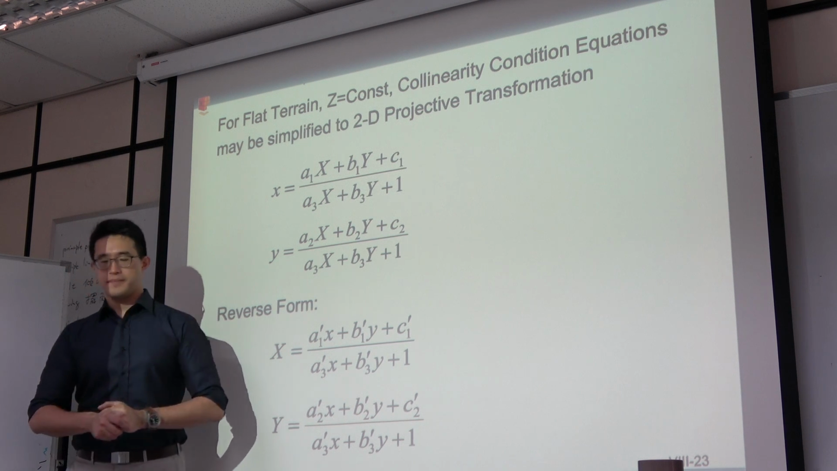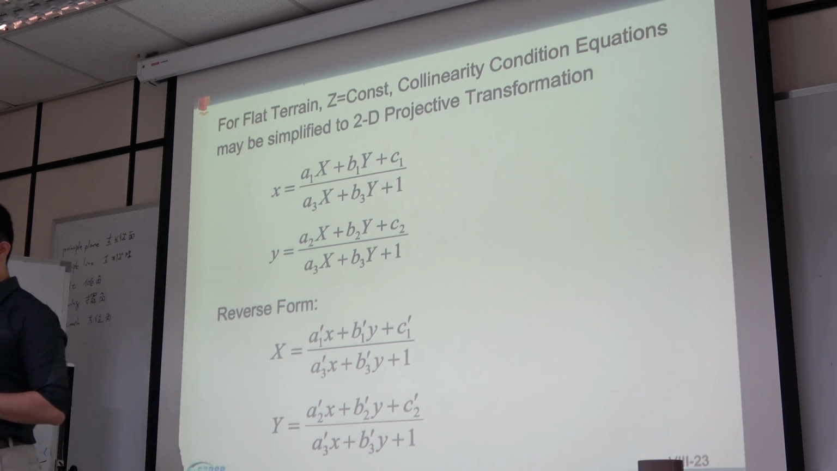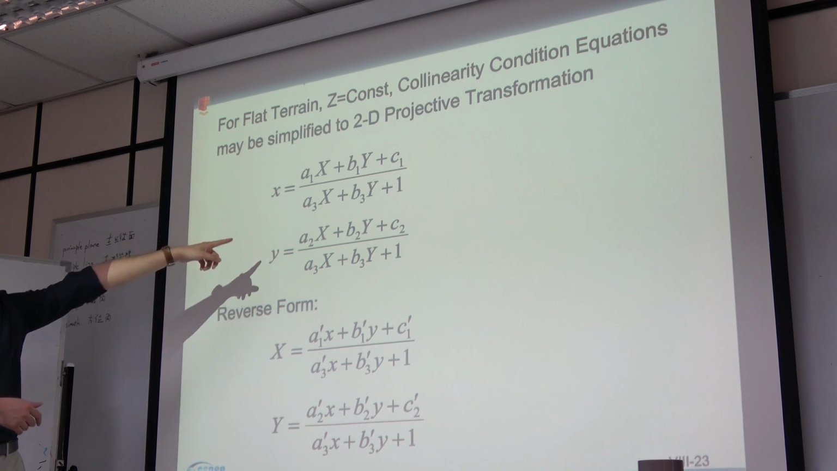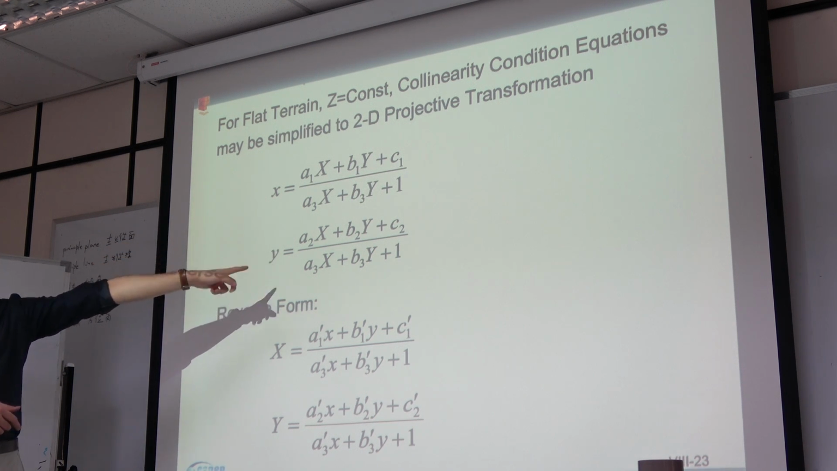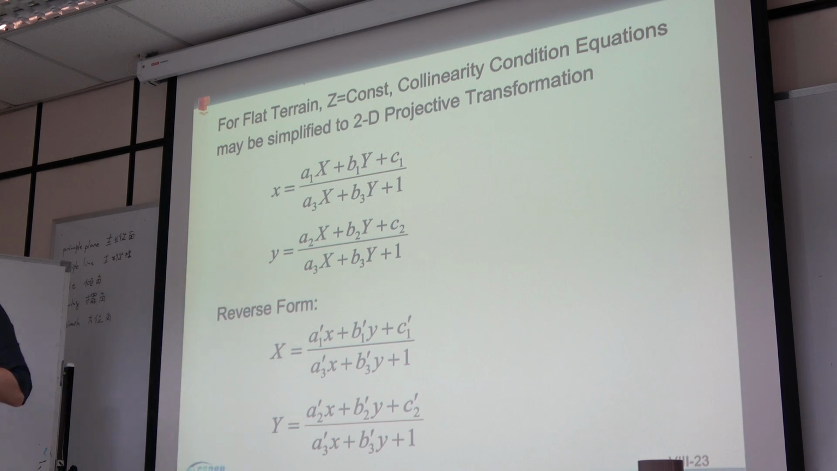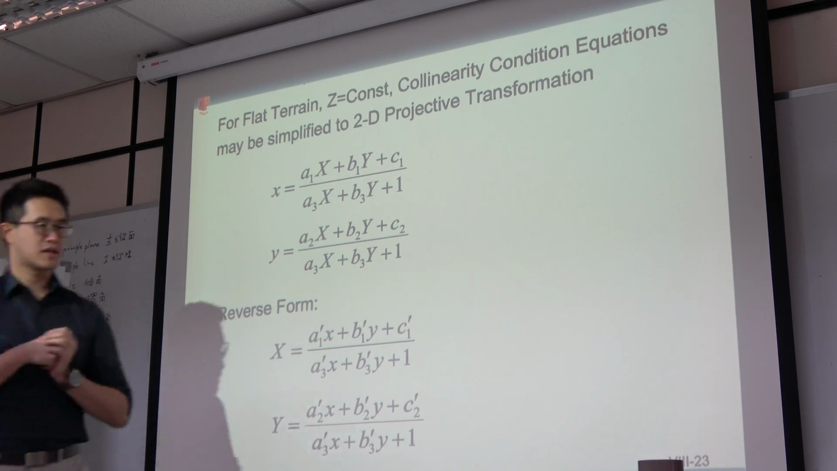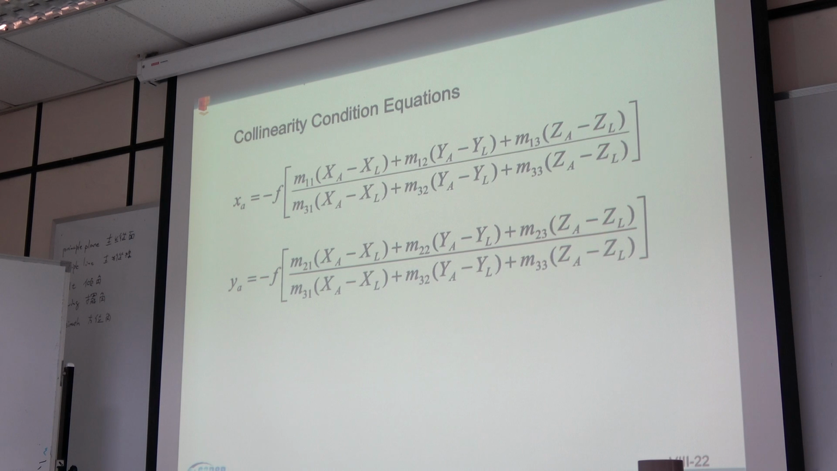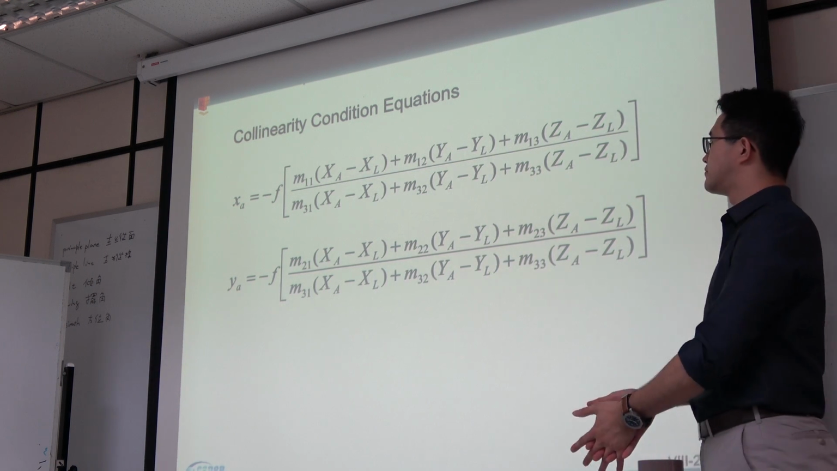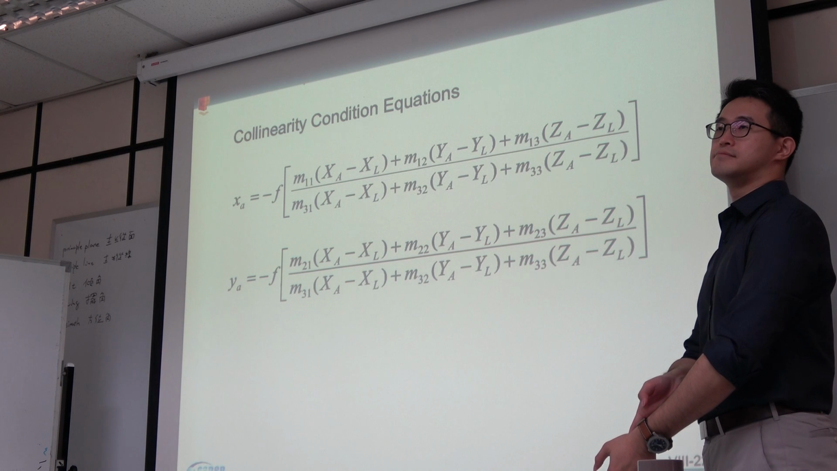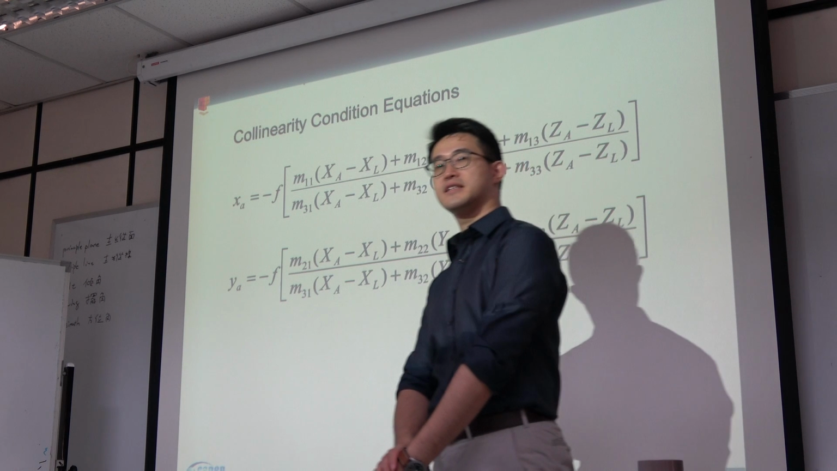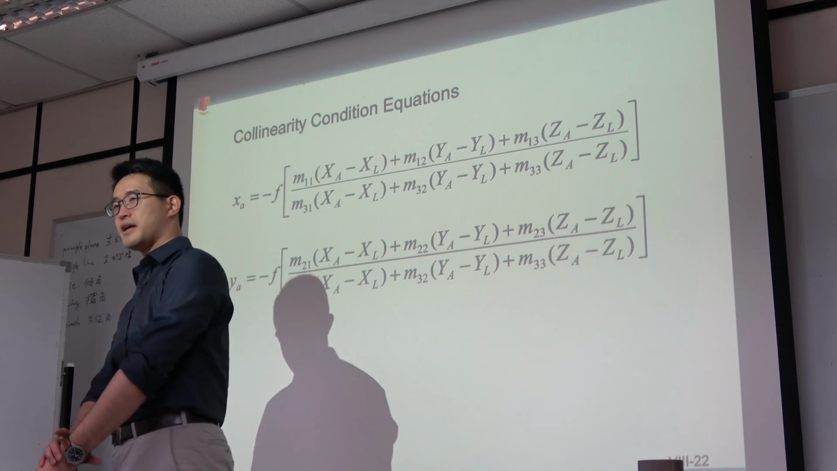Let me ask you one question. For the 2D projective transformation, how many parameters do we have? We have 8 parameters, right? A1, B1, C1, A2, B2, C2, and A3, B3. For the collinearity condition equation, how many coefficients do we have? 6. We have the EOPs, right? So we have X, Y, Z of the camera center, and also omega, phi, kappa.